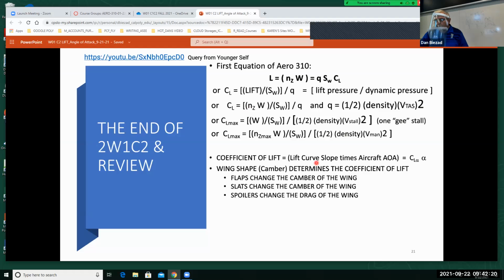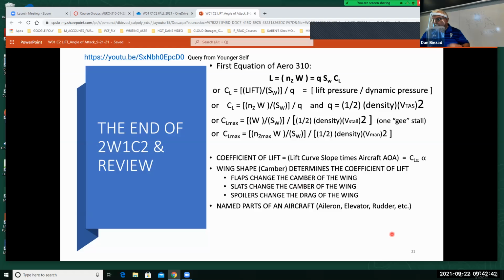So the shape determines what CL looks like. Slats change the camber, and spoilers change the drag. The spoilers were those things, again, this airplane doesn't have them, but if it did, they would be flaps that would just come up, like a glider has, to slow the airplane down.